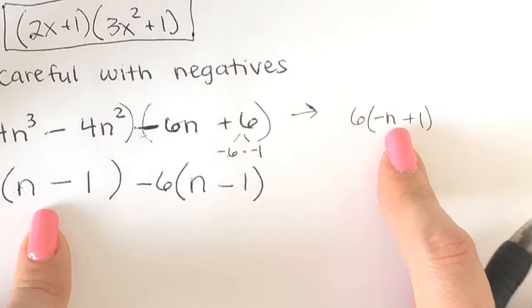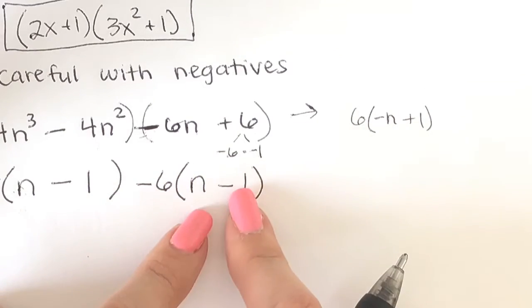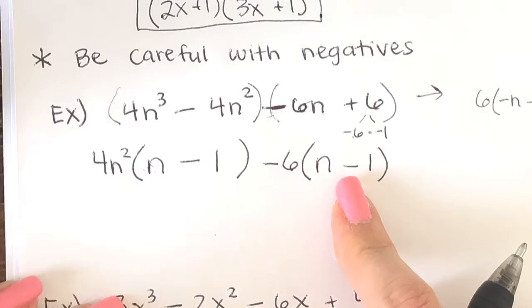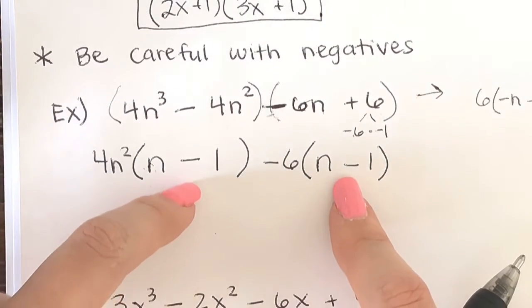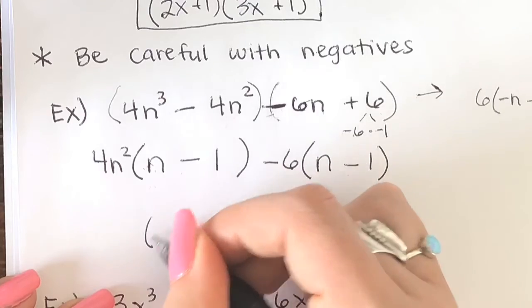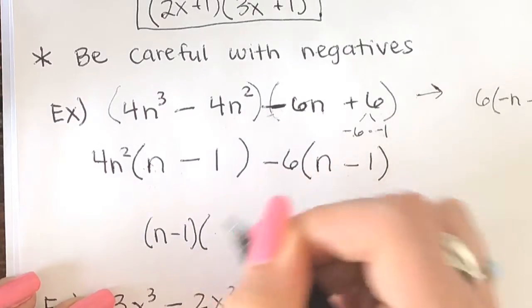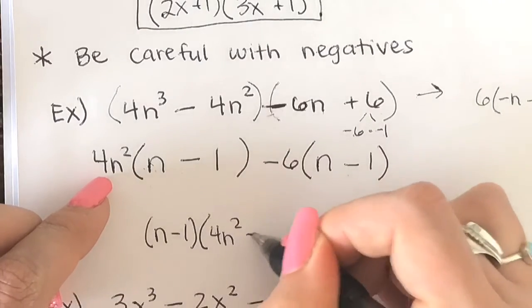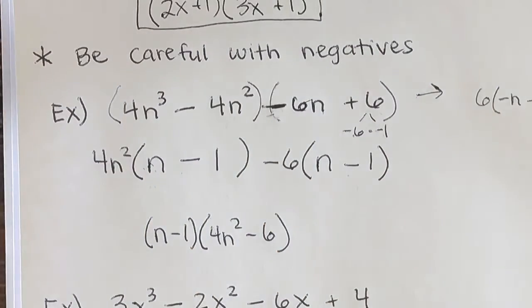So we need to bring that negative out as well so that our signs flip and it matches our first group. So that's why we do that little trick. But then once they match, we're good to go, and we just factor it like normal. We're going to take that matching n-1 out into the front, and then the leftover parts, the 4n squared minus 6, comes on the inside.